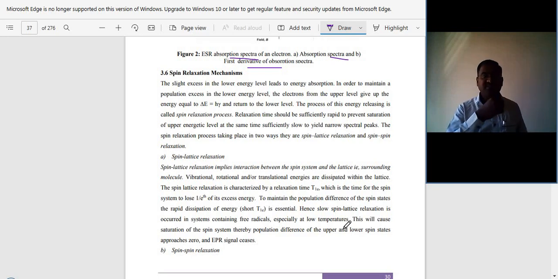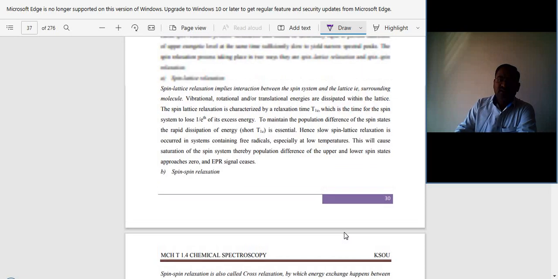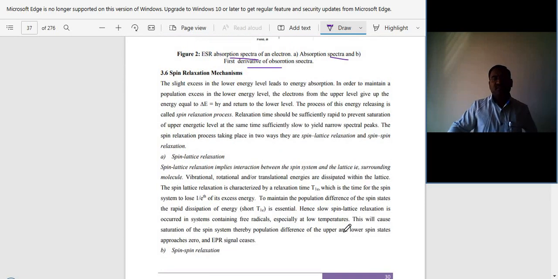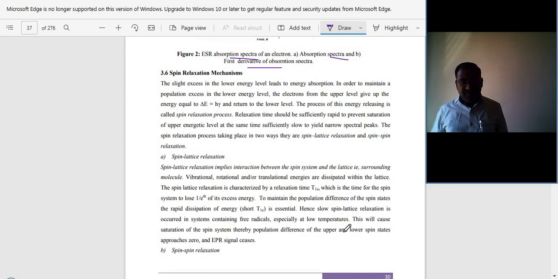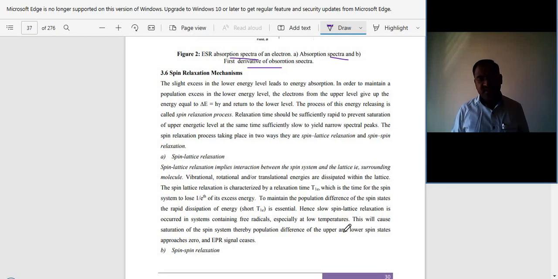Next, the spin relaxation mechanism. Here, spin-lattice relaxation and spin-spin relaxation are there. Spin-lattice relaxation implies interaction between the spin system and the lattice that is surrounding a molecule. Vibrational, rotational or translational energy is dissipated within the lattice.